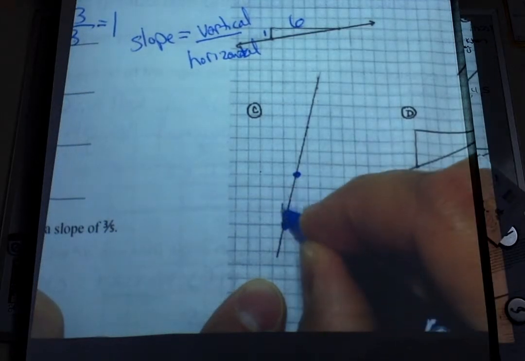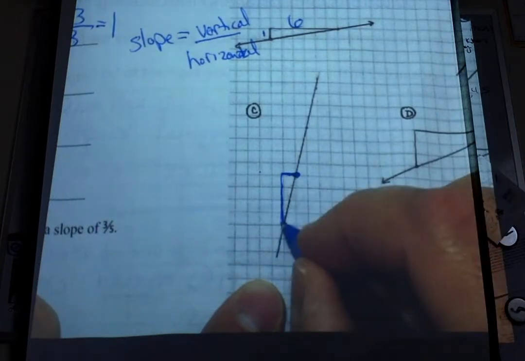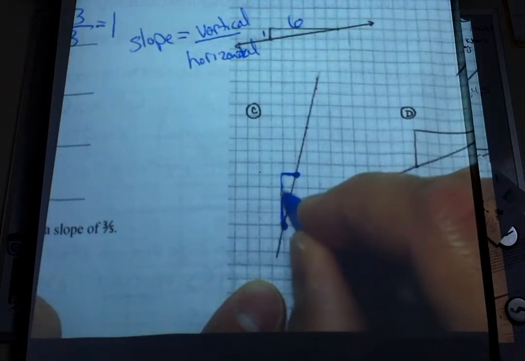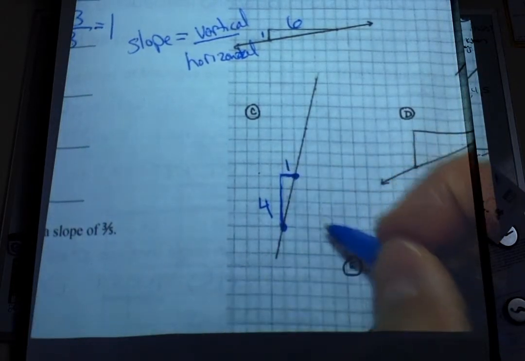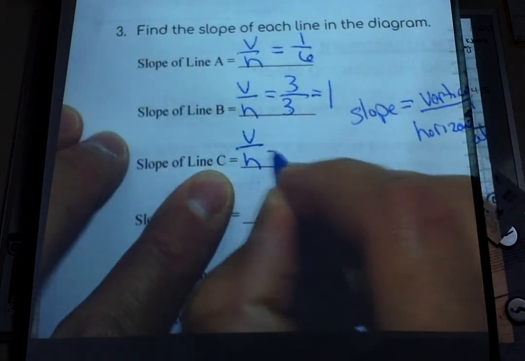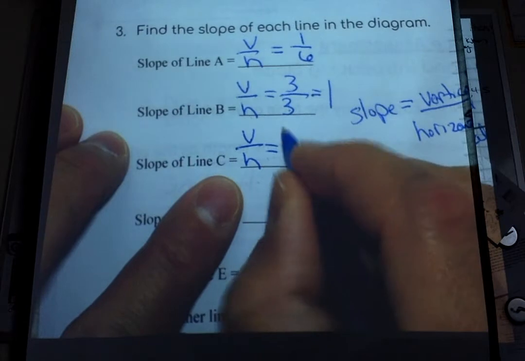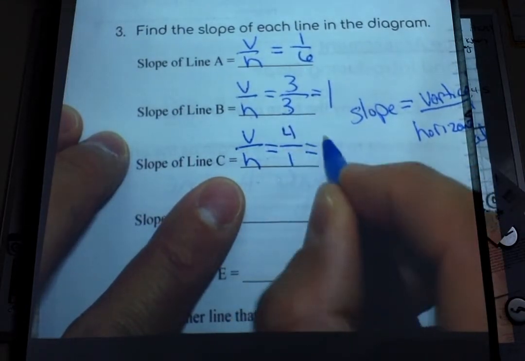So I'm going to make my slope triangle. I'm going to go up this time and over. So my vertical distance is 1, 2, 3, 4. And my horizontal distance is 1. So I'll go to my answer. My vertical over horizontal. Our vertical was 4. Our horizontal was 1. 4 over 1 equals 4.